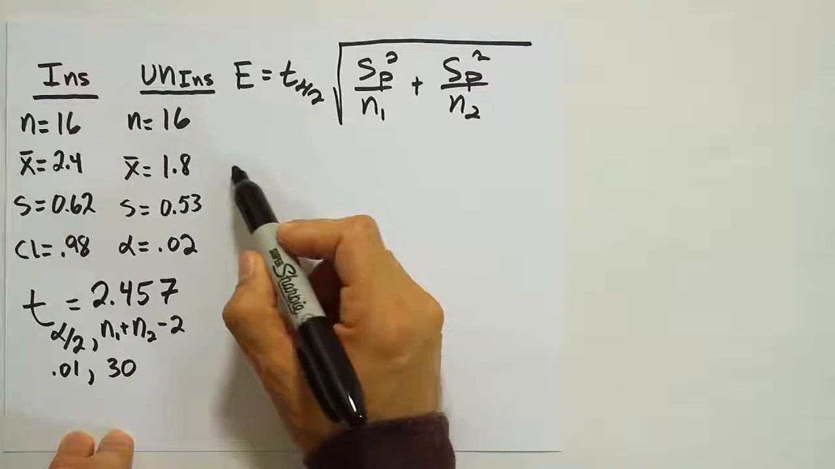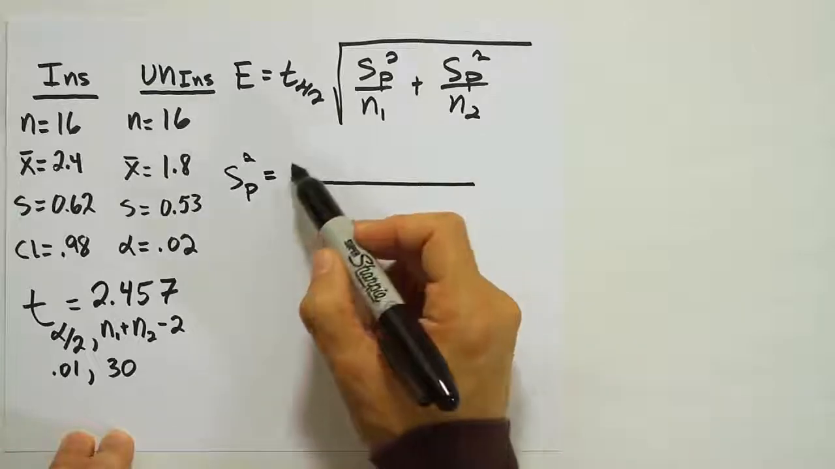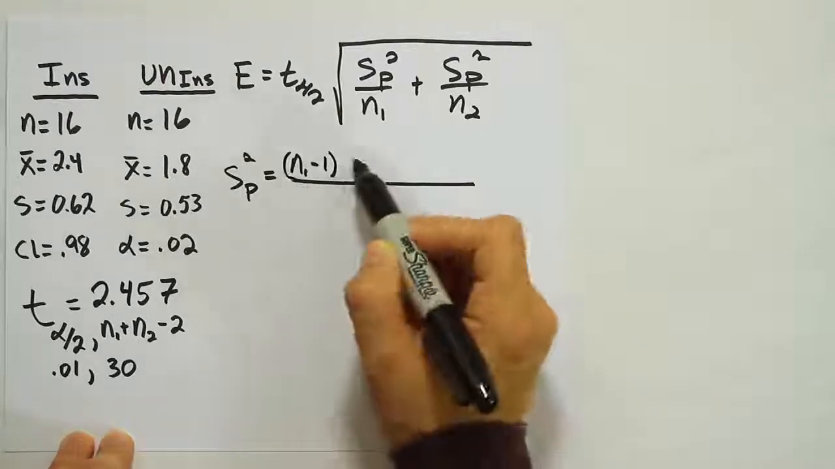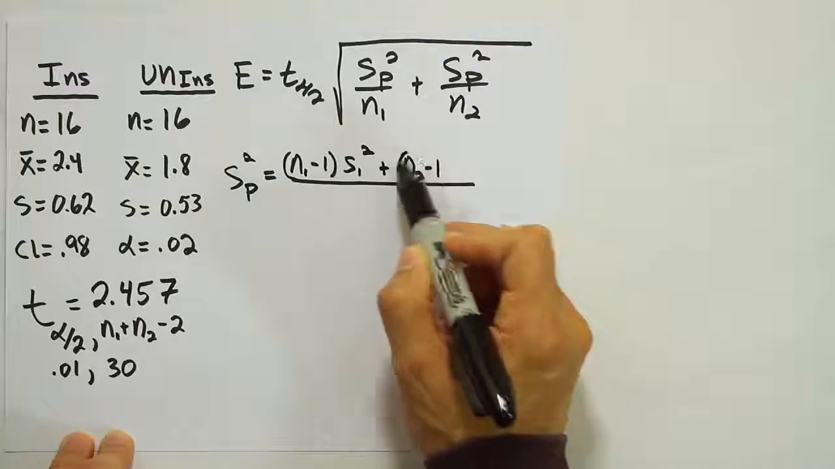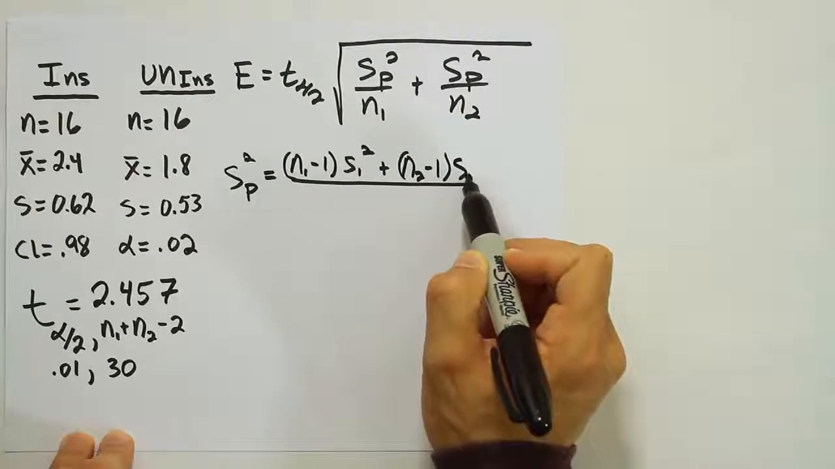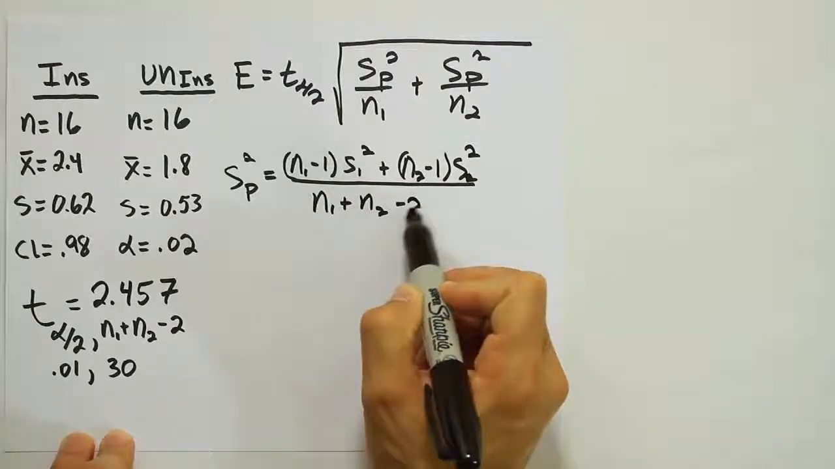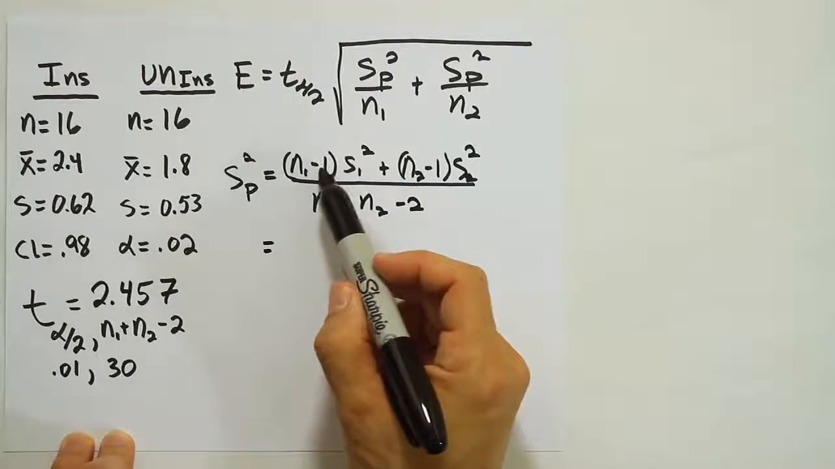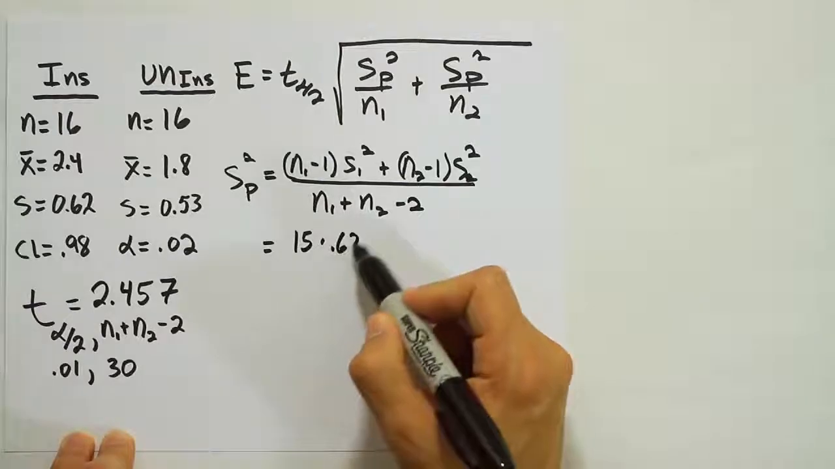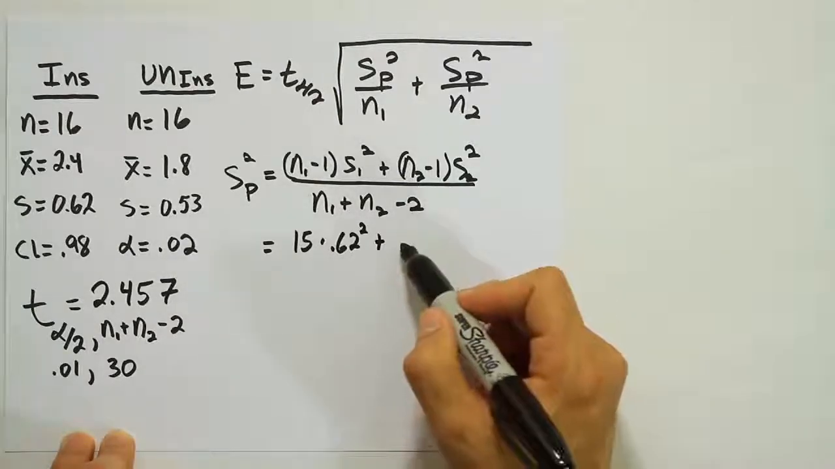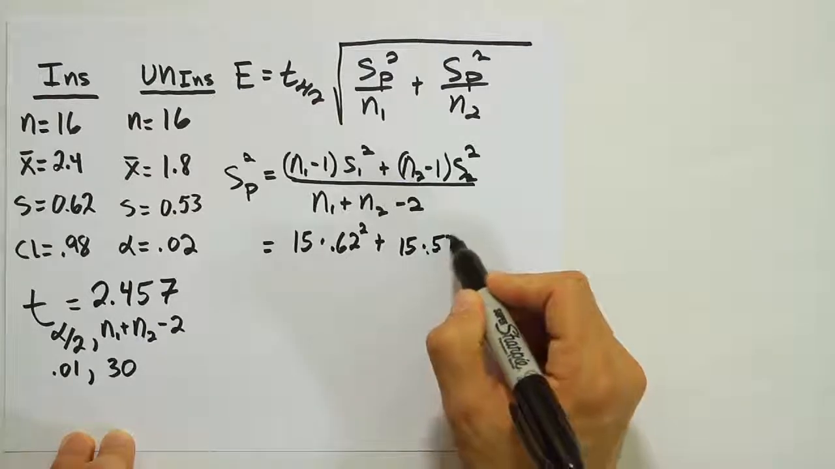So let's take that and work it out separately. sp squared is equal to n1 minus 1 times s1 squared plus n2 minus 1 times s2 squared, and then n1 plus n2 minus 2 at the bottom. Now, n1 minus 1 is 15 times the standard deviation 0.62 squared, plus 15 times the standard deviation of 0.53 squared.